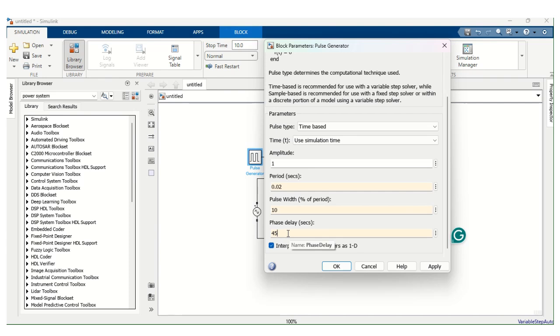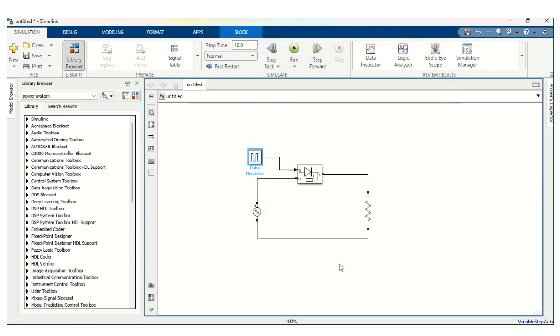Therefore, 45 divided by 360. Then multiply by, since we need to convert it into seconds, 1 divided by 50. 1 by 50 is the total time period. So we can write it like this, or else we can simply write 45 divided by (50 times 360). Apply. Okay, so the gate pulse is given at the delay angle of 45 degree. Next, double click the resistor, it is 1 ohm. So we have done the connections.